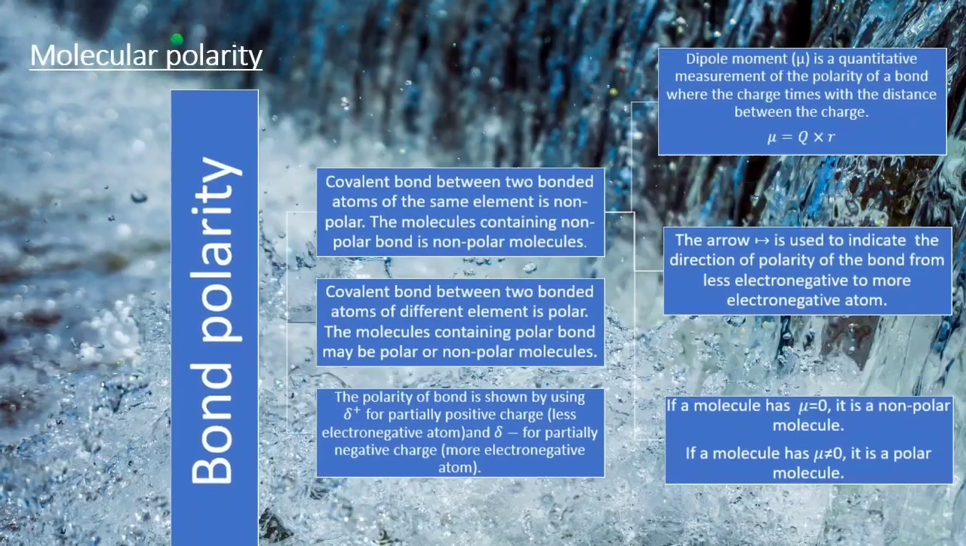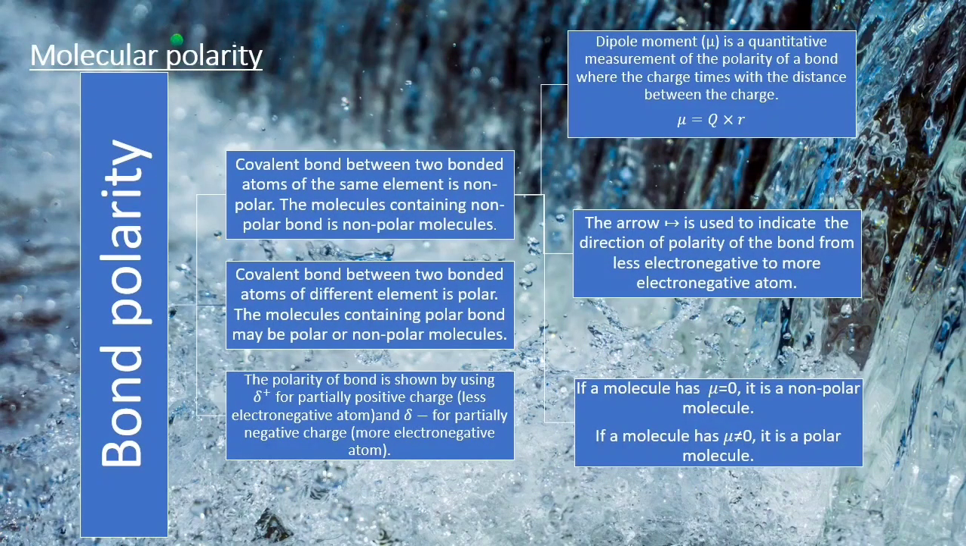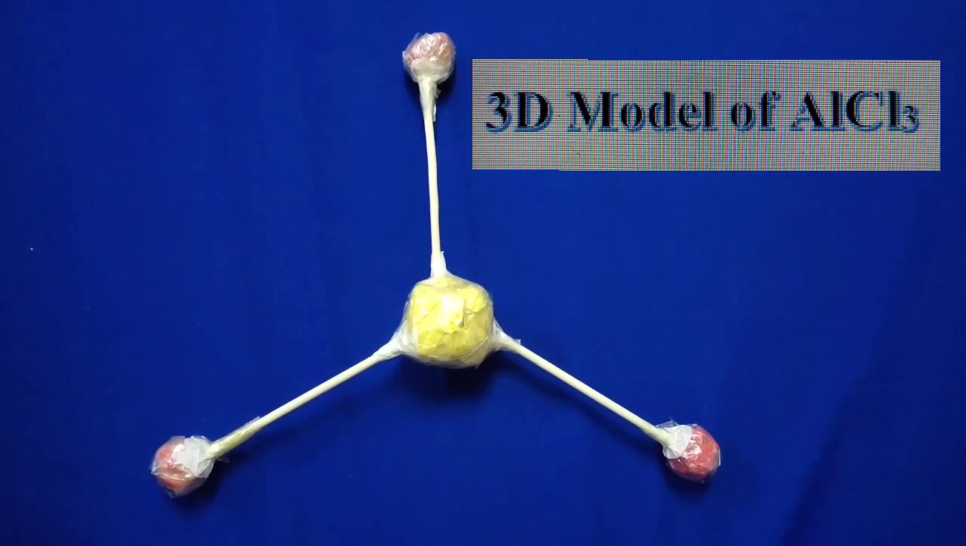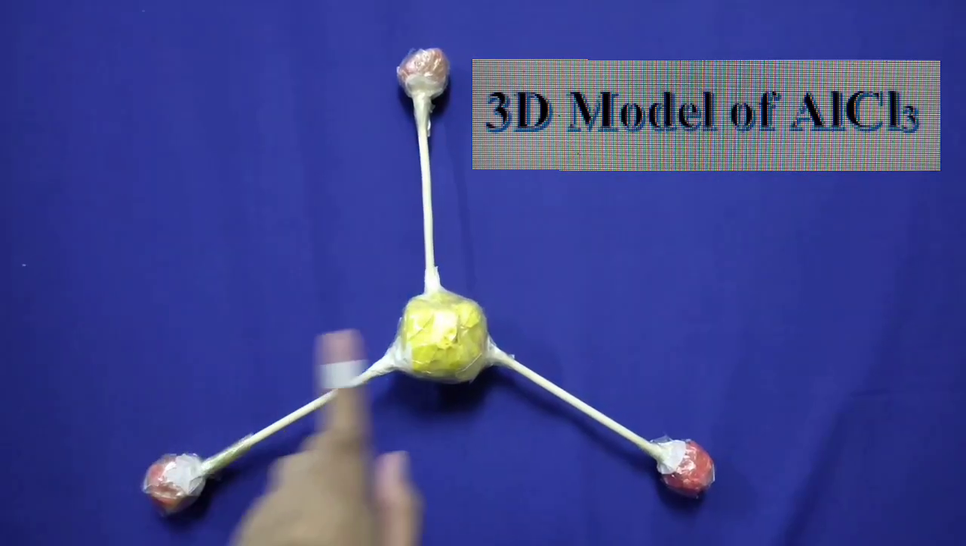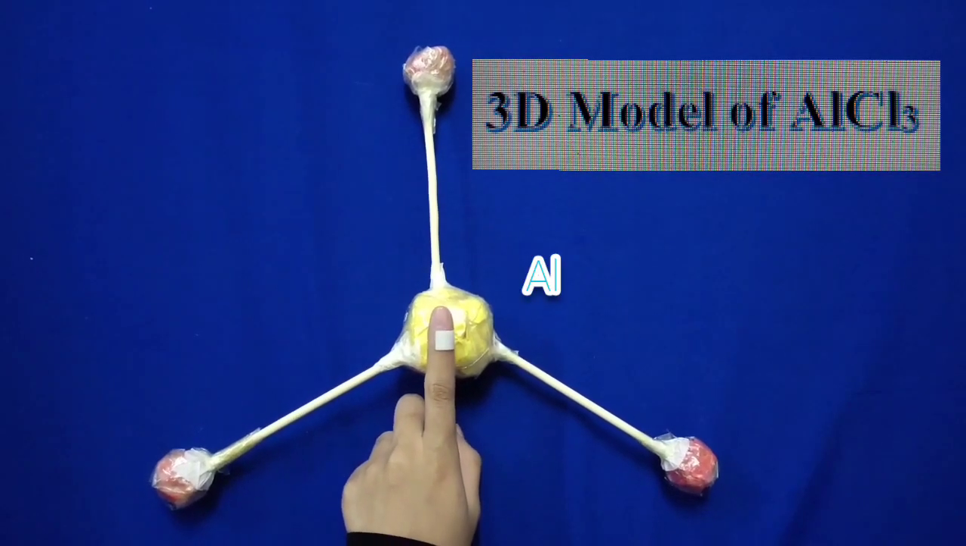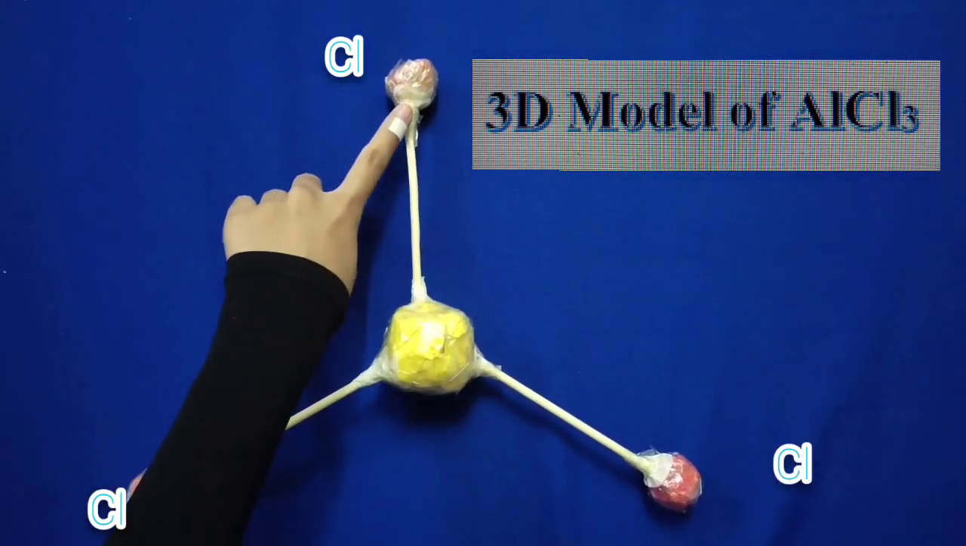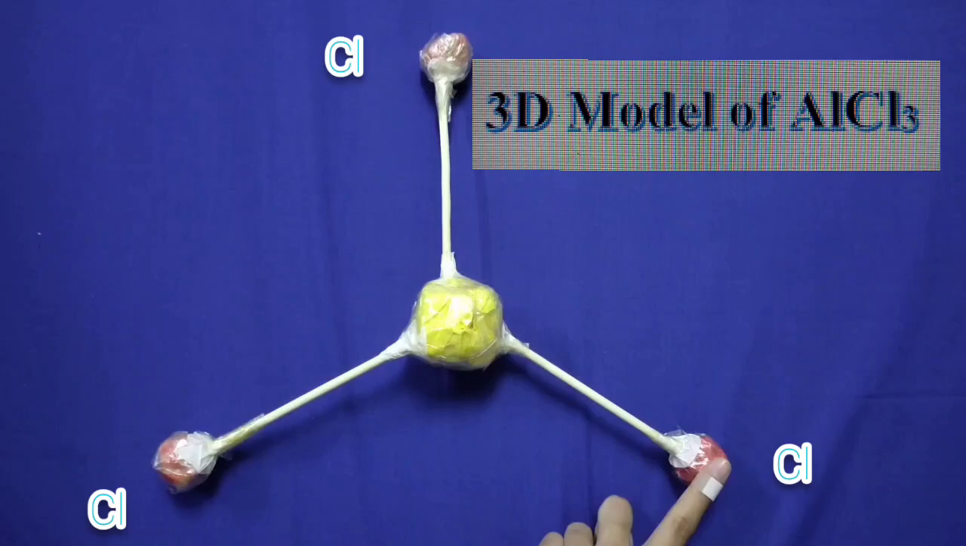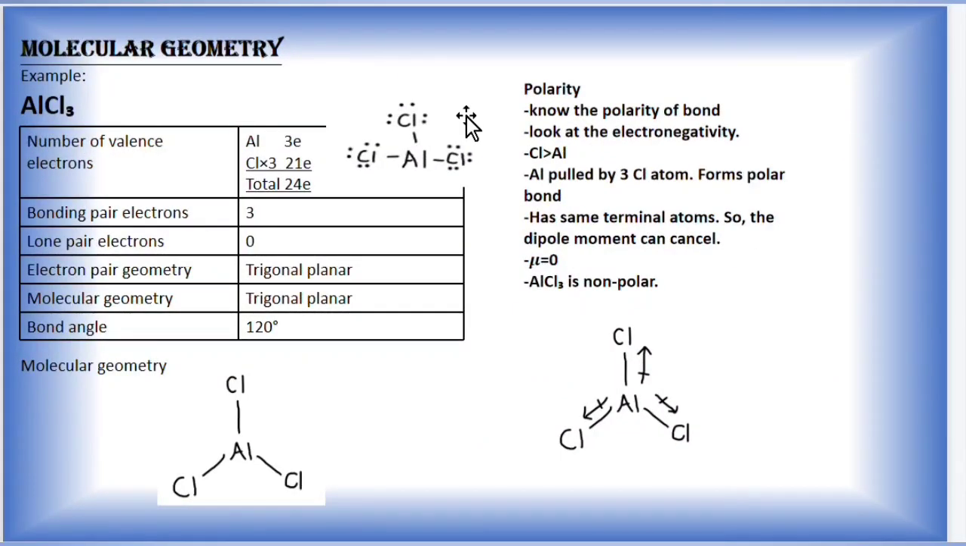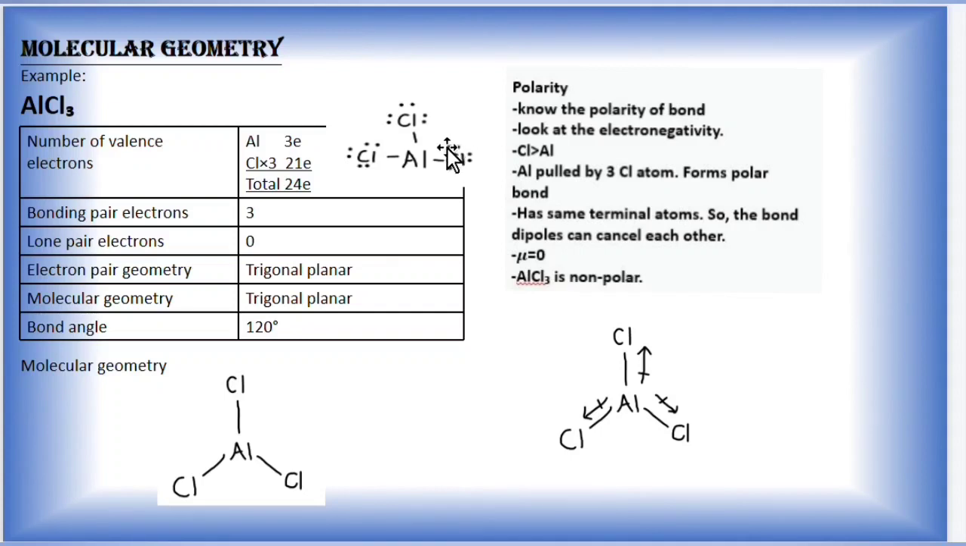After we know how to draw the Lewis structure and also know about the molecular geometry, we can learn about the molecular polarity. All you can see is the model of AlCl3. This is the center atom Al, and these 3 atoms are Cl atoms. The question will ask how to predict the shape of AlCl3.